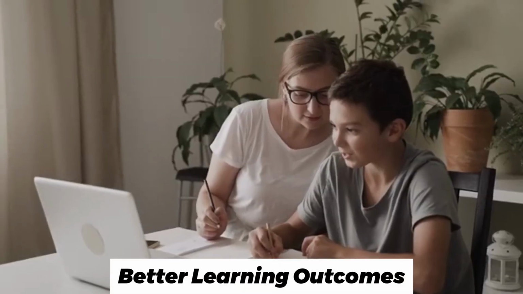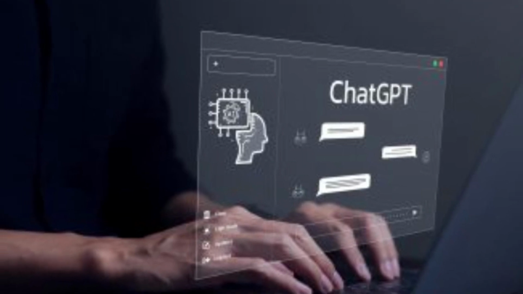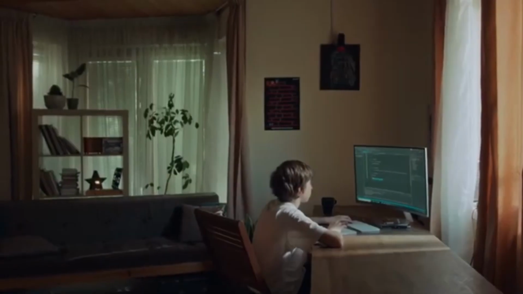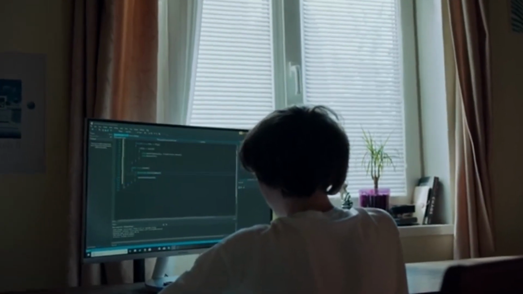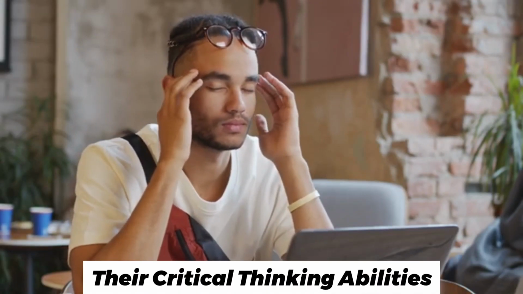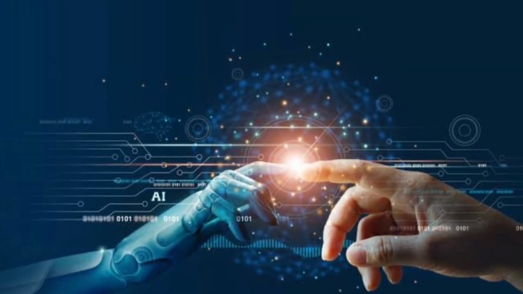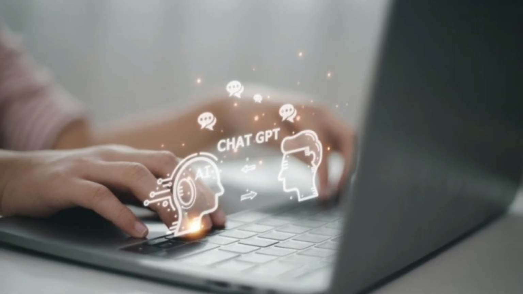Better learning outcomes. ChatGPT's capability to deliver individualized and interactive learning experiences is one of its primary benefits. Real-time communication between students and ChatGPT allows them to ask questions and get prompt answers. This can aid pupils in comprehending complex ideas and honing their critical thinking abilities. ChatGPT can also adapt to unique learning styles, delivering explanations and feedback adapted to each student's needs.